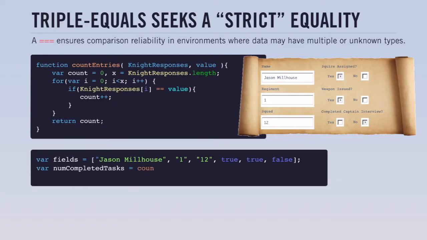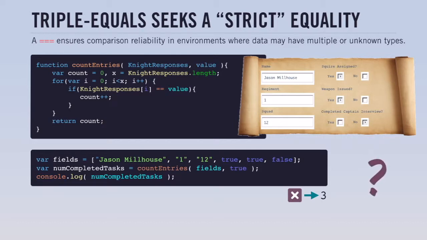Now, if I wanted to know how many completed tasks I had actually performed, I could call countEntries on my fields responses and tell the countEntries function that I wanted to know how many of my completed tasks were true. Then if I were to log out my numCompletedTasks, I get 3. Well, that's not right. I've got 2 yeses and 1 no. It shouldn't be 3, so what happened?